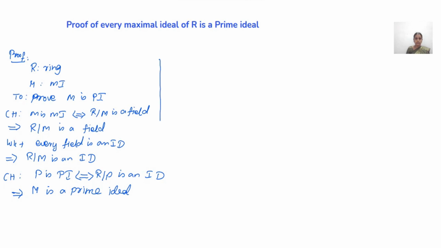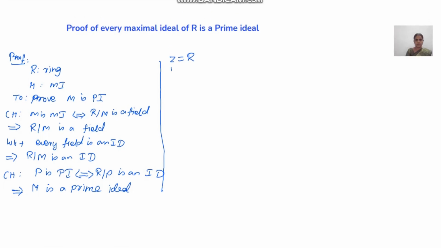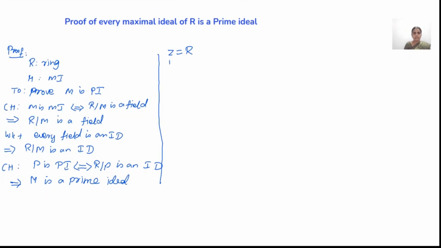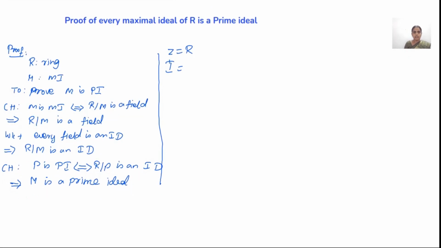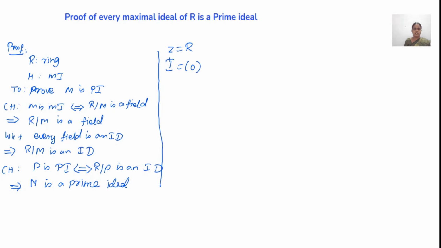Now we are going to talk about the converse part. That is, the converse need not be true. For that we are going to provide an example. Now consider the ring of integers and the zero ideal. So here we have taken the ring of integers Z and the zero ideal.